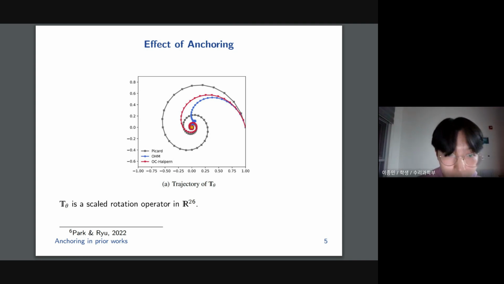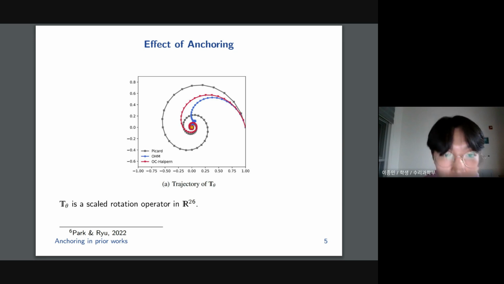In here, the black line represents the trace of Picard iteration, and you can see that by the Banach fixed point theorem, this Picard iteration converges to the fixed point, and here the origin is the fixed point, and it converges to the fixed point in a spiral. The blue line and red line represent the Halpern iteration with different coefficients, and it also converges to the fixed point in a spiral.